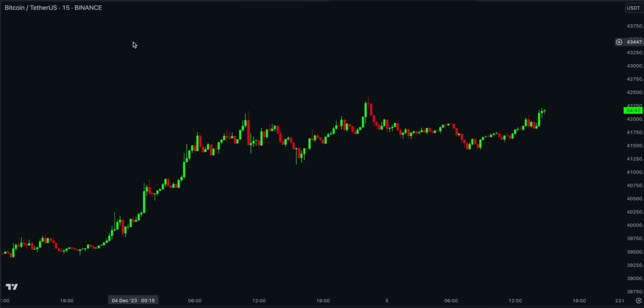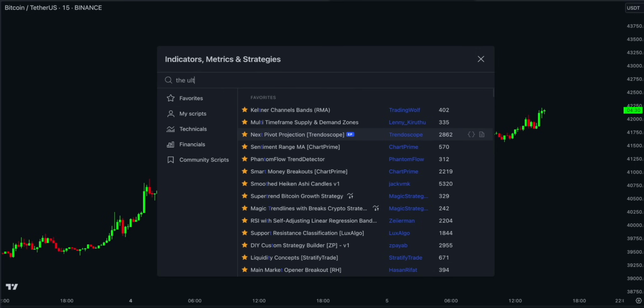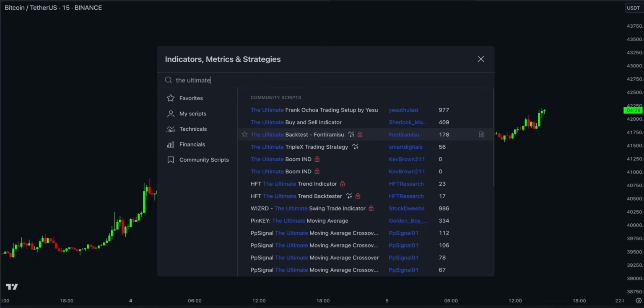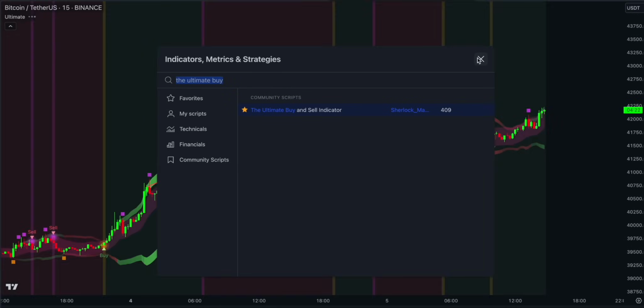The trading strategy I'm about to teach you consists of 2 free indicators. Once you've logged into your TradingView account, open the indicators and in the Search tab, type the name of the first indicator, the Ultimate Buy and Sell Indicator by Sherlock MacGyver. This is one of the most professional free indicators on TradingView.